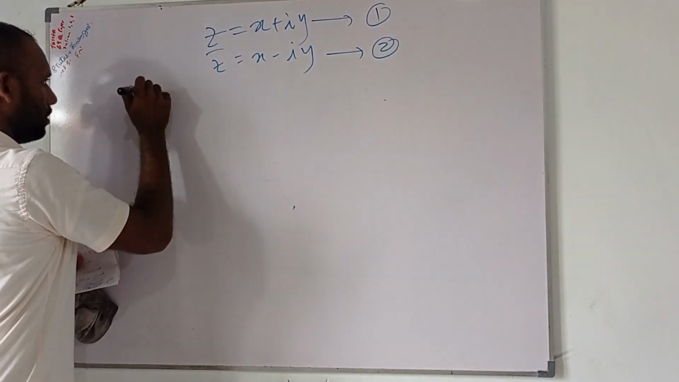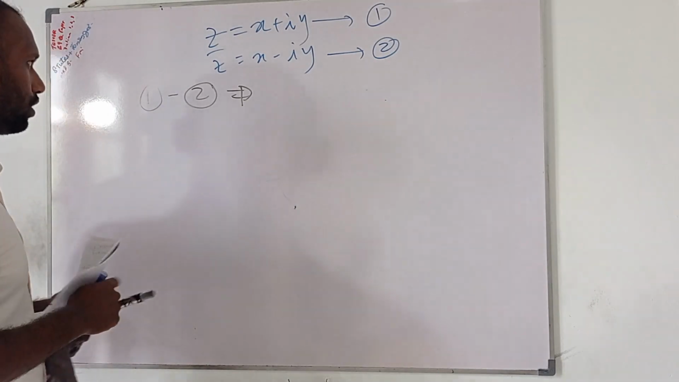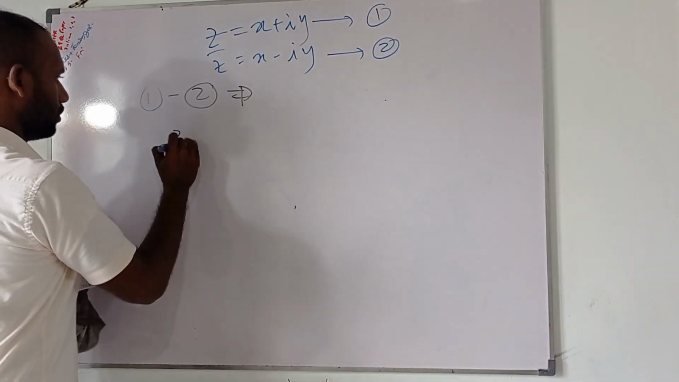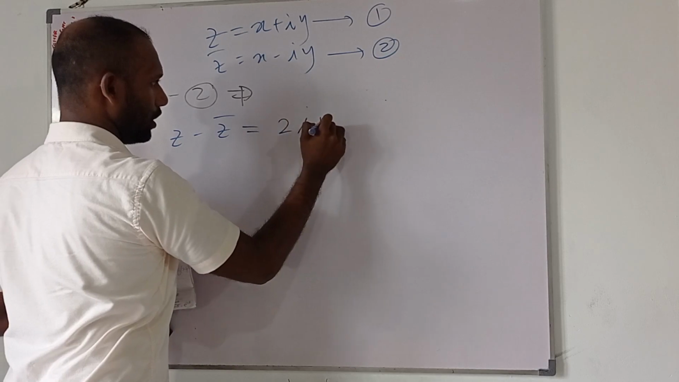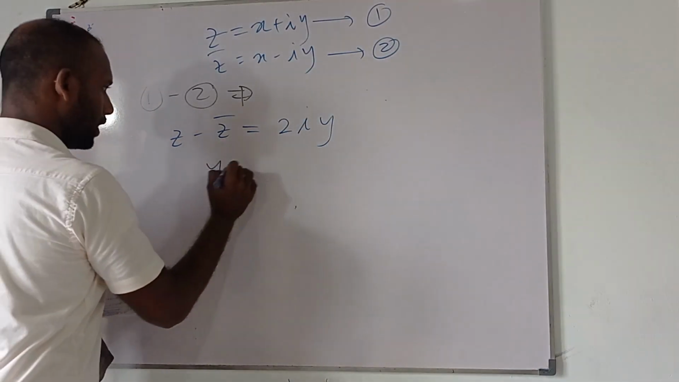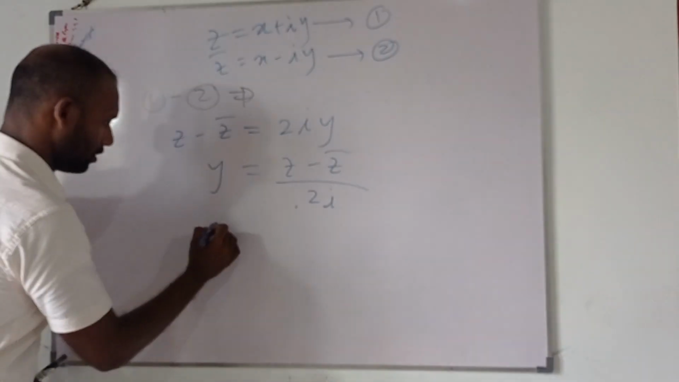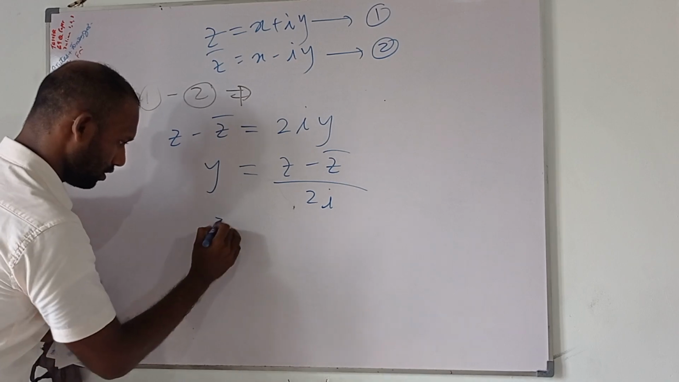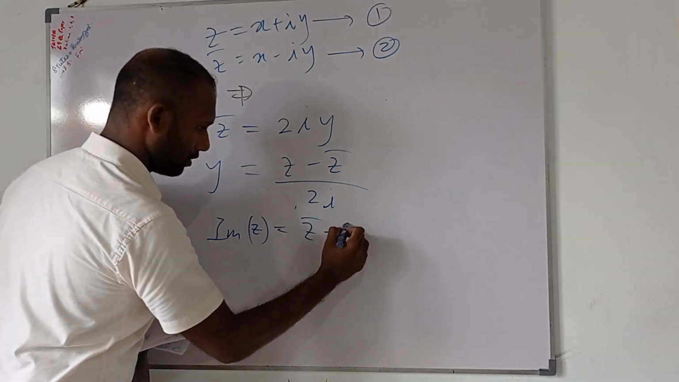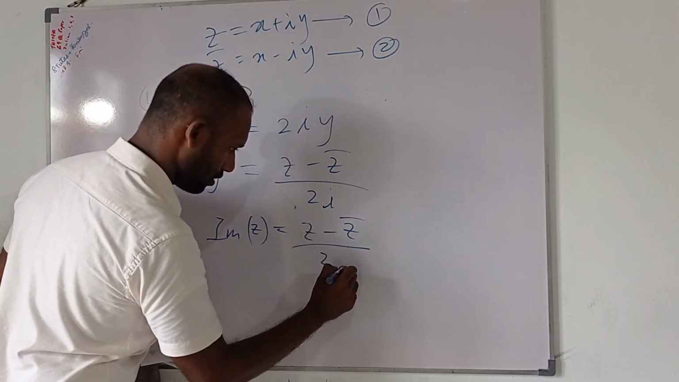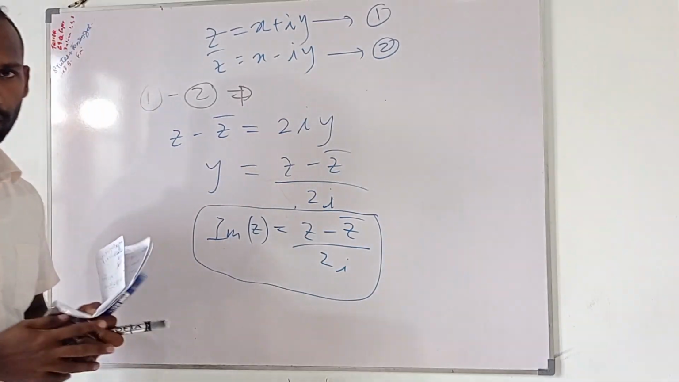So similarly, 1 minus 2 gives z minus z bar equals 2iy. So y equals z minus z bar over 2i. So this is the imaginary part: imaginary z equals z minus z bar over 2i.